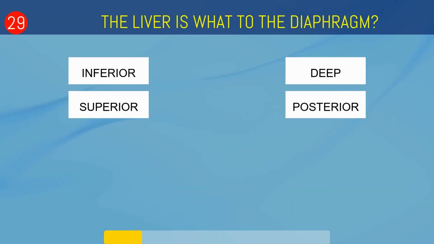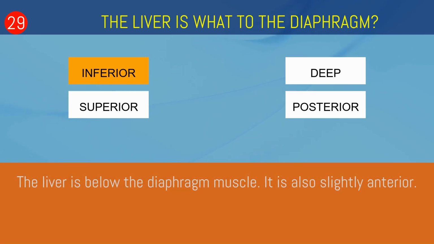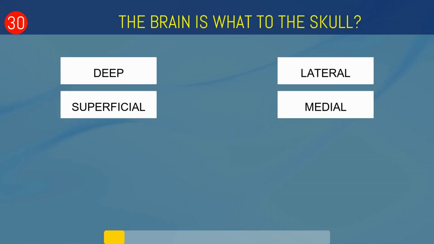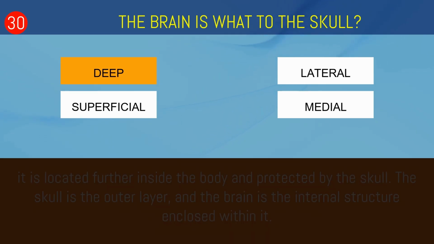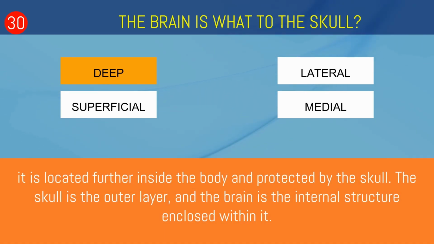The liver is what to the diaphragm? Inferior, superior, deep, or posterior? Inferior. The liver is below the diaphragm muscle. It is also slightly anterior. The brain is what to the skull? Deep, superficial, lateral, or medial? Deep. It is located further inside the body and protected by the skull. The skull is the outer layer, and the brain is the internal structure enclosed within it.